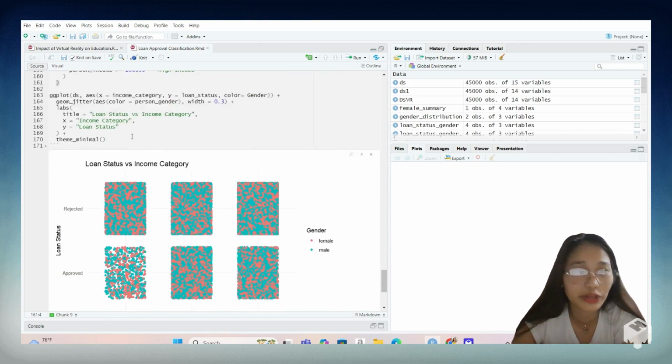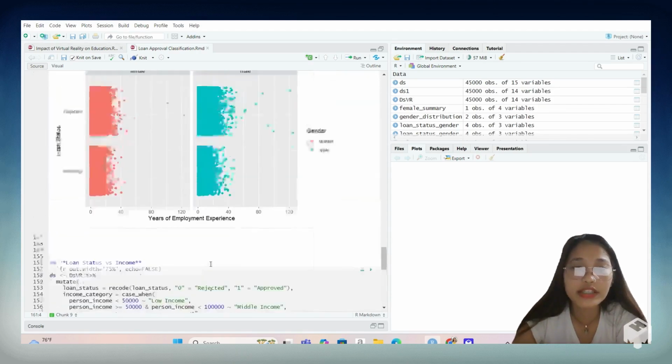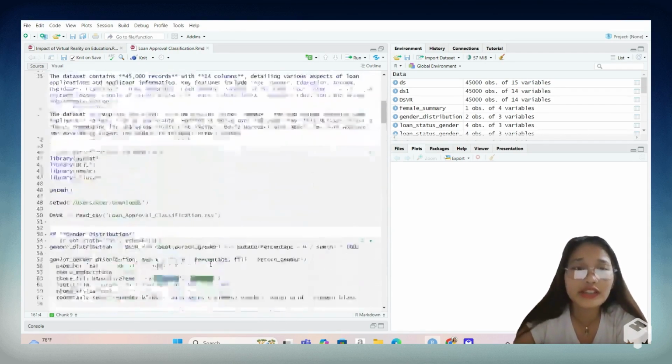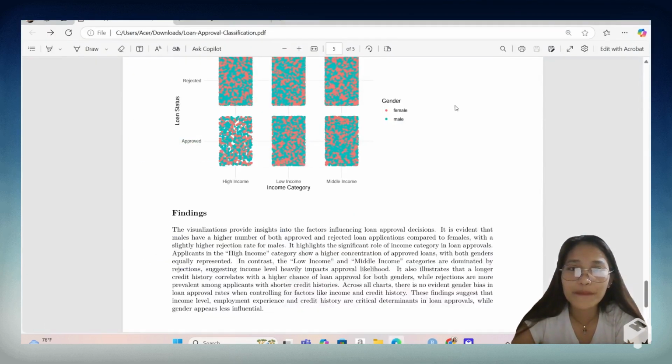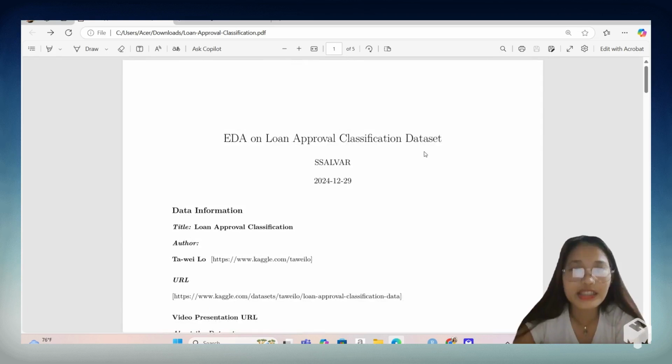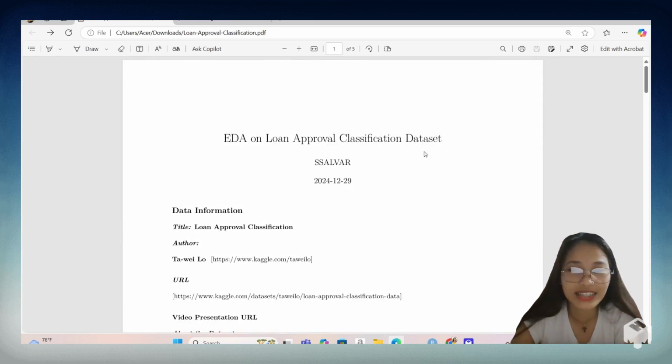I've used the Geom Jitter. So that's it, sir. These are the findings. I already explained that earlier. So that's my RMD. I think that's all, sir. That is the EDA on the loan approval classification dataset. Thank you so much.